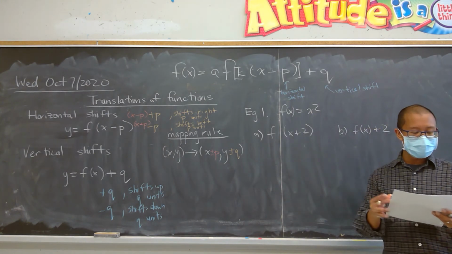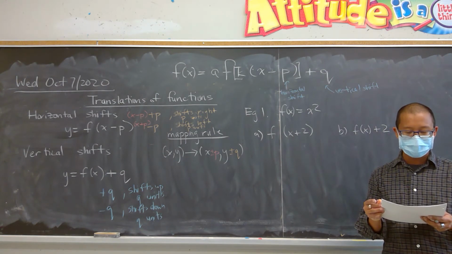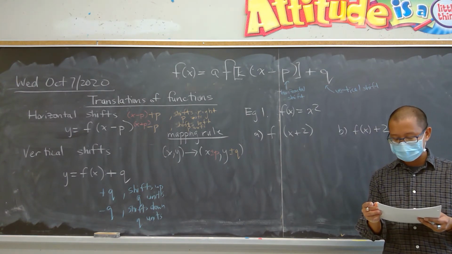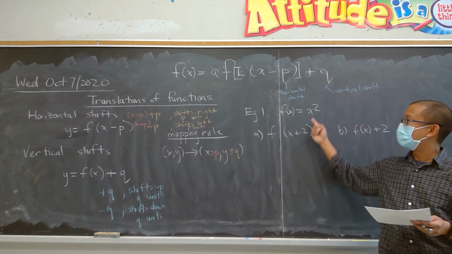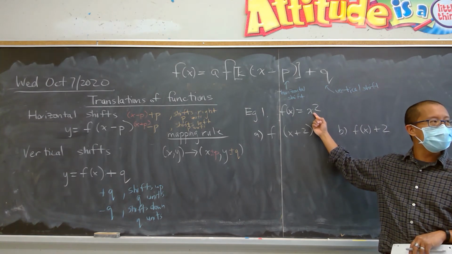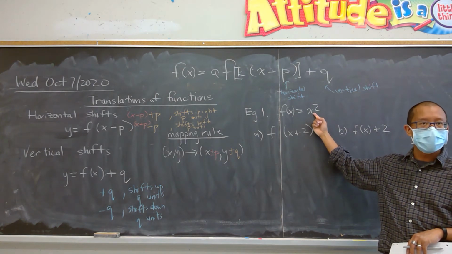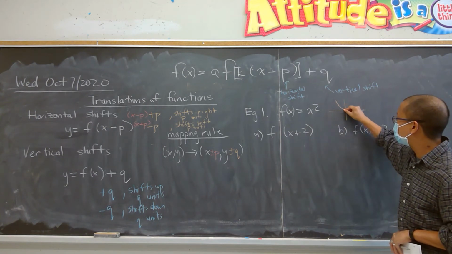So example 1, let's just read the question. Given f of x equals x squared, sketch the following and determine the function, domain, and range of mapping rules. So for the first question, I just copied the question. This is the quadratic. And so that's why we have to know what this function looks like. So as a sketch, I'll just do it really quickly up top here.